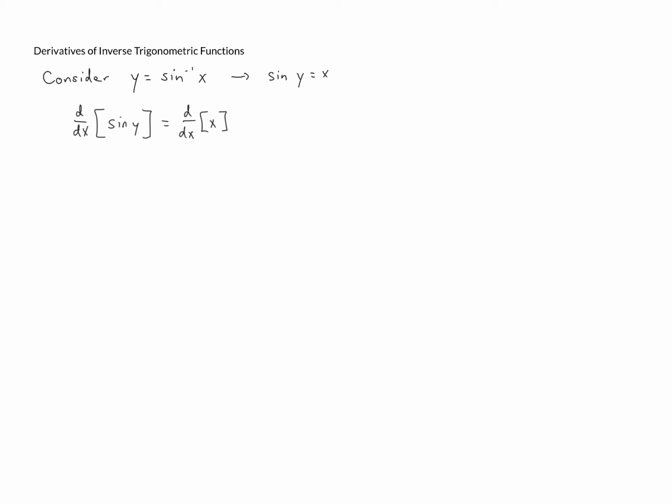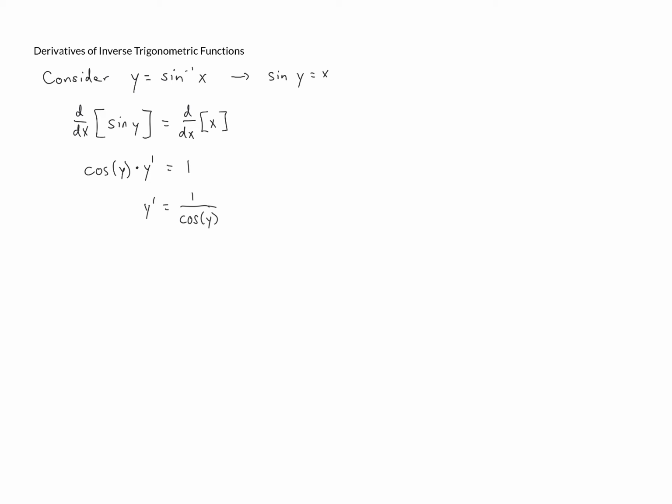So on the left-hand side, when we differentiate sine of y, the derivative of sine is cosine. So we've got cosine of y times y prime. Remember, we've got to use the chain rule here. Y is a function of x. So we've got that y prime. And then on the right, the derivative of x is just 1. Now, to get y prime alone, we divide by cosine. So this is going to be y prime equals 1 over cosine of y.